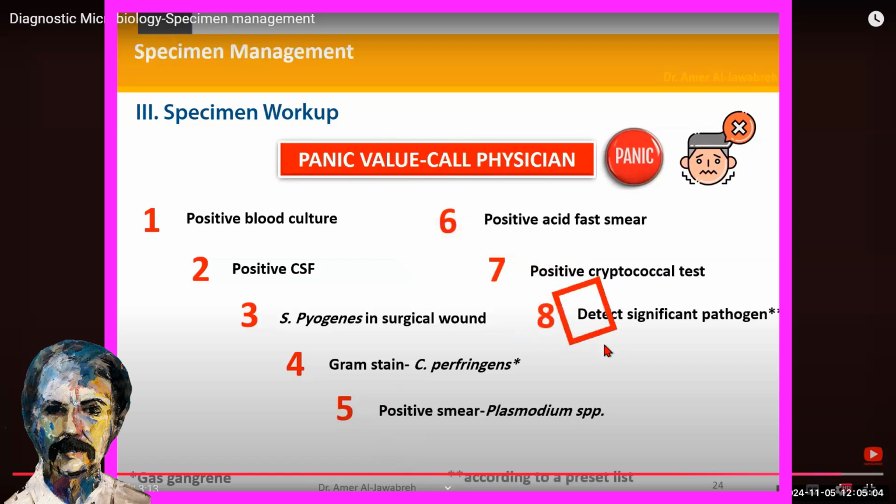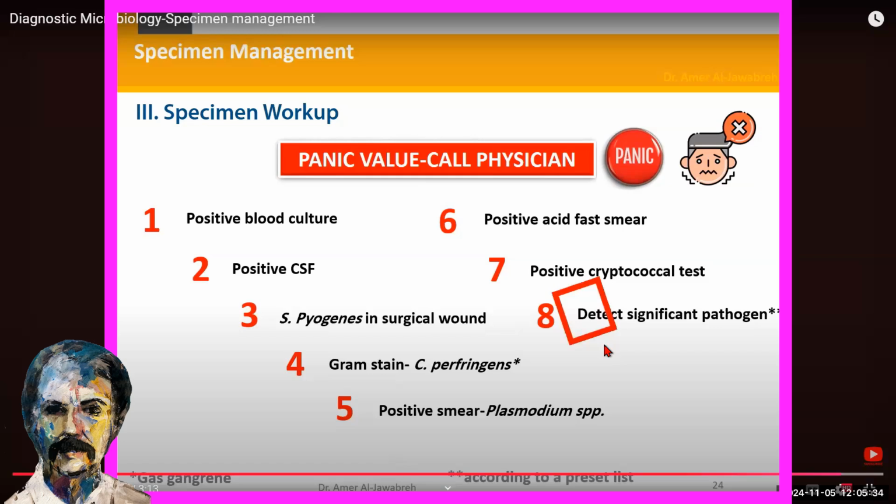Detect significant pathogen. Each country has its own list, and you have a list in your country provided to you by the MOH. Every time you have any bacteria from this list, you have to call the Ministry of Health. Each country has its own list of reportable bacteria or reportable pathogens. We call them reportable, or sometimes notifiable.